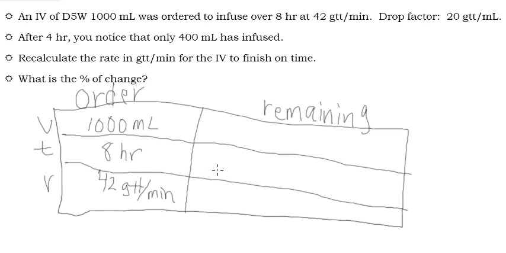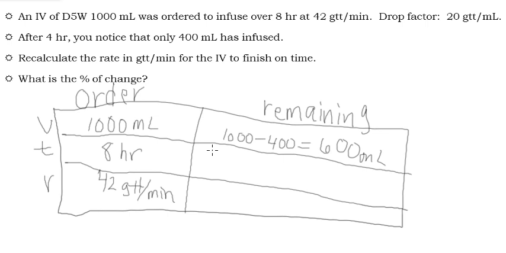The problem then tells me that after 4 hours, you notice that only 400 milliliters has infused. So to figure out the remaining volume, I take the total of 1,000 milliliters, I subtract out what has infused into my patient, and I come up with 600 milliliters remaining. Now I know that this IV is off schedule because 4 hours is half of the time. So I should expect 500 milliliters to have infused, which would be half of the fluid.